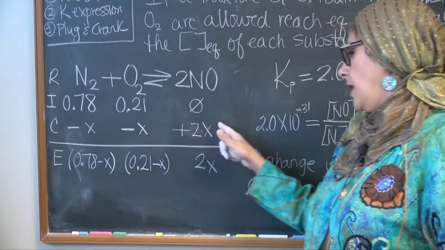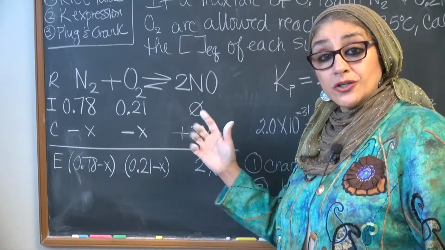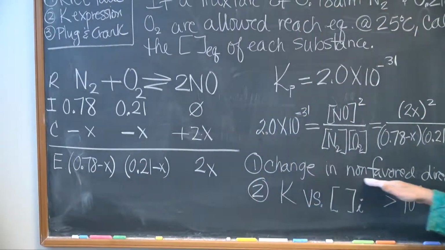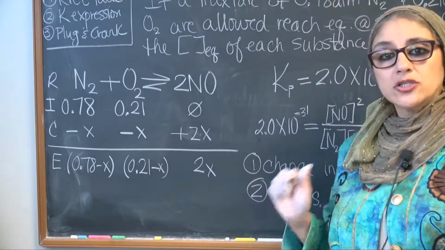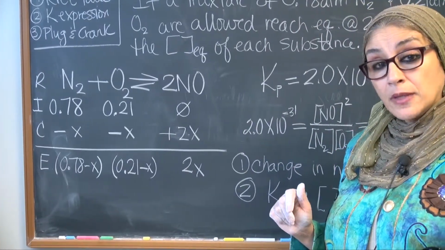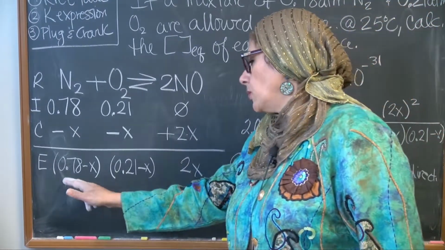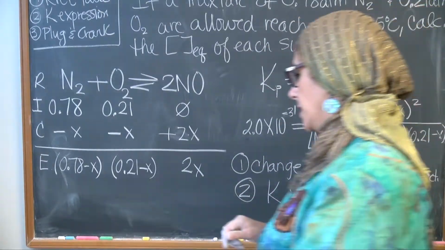And the change line is saying that we have to go in the forward direction. So, our first criterion, we are going in the non-favored direction. That's the forward direction based on the value of k. Now, let's look at the individual binomials and see, can we approximate?